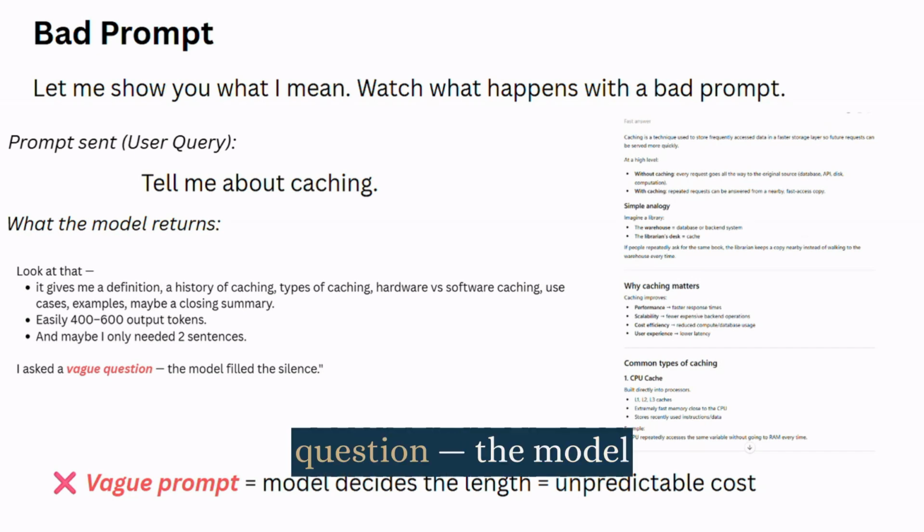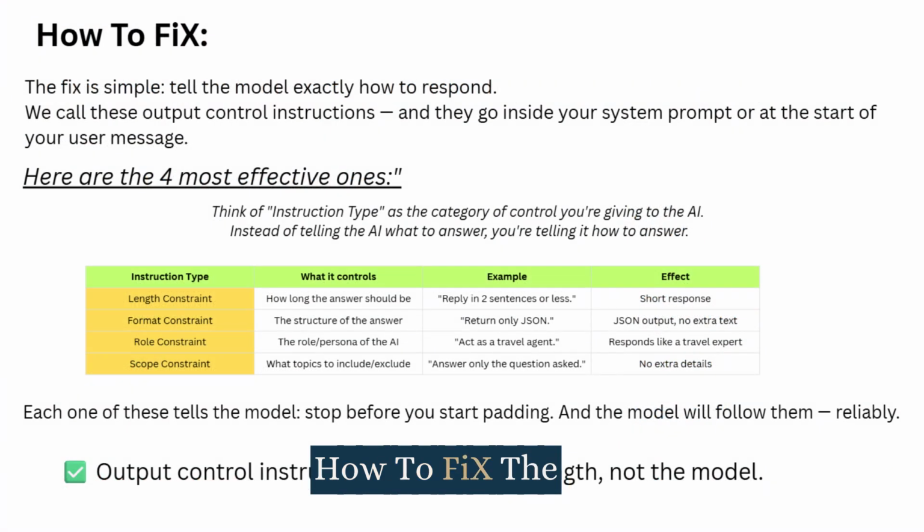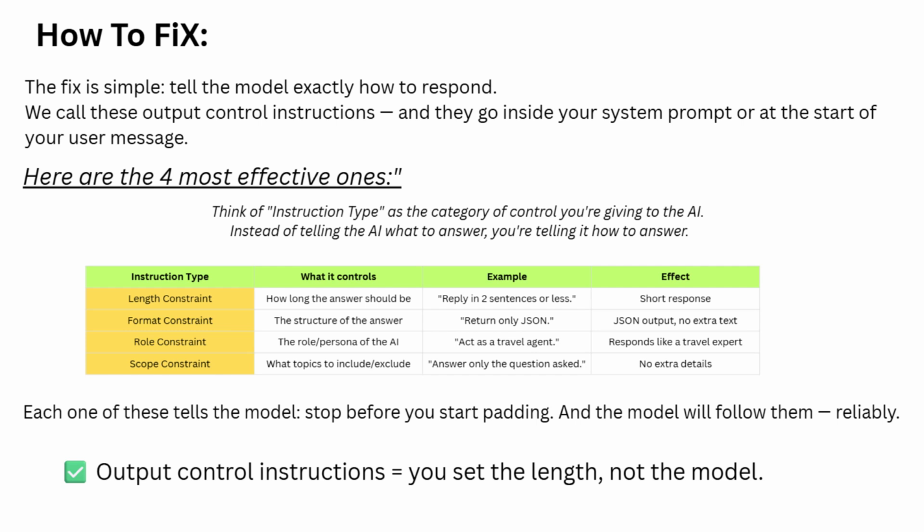I asked a vague question. The model filled the silence. So the rule says: a vague prompt means the model decides the length, which means unpredictable cost. How to fix? The fix is simple. Tell the model exactly how to respond.